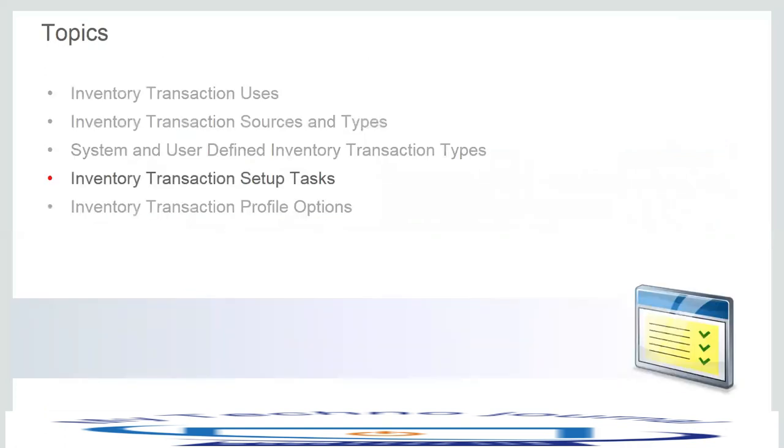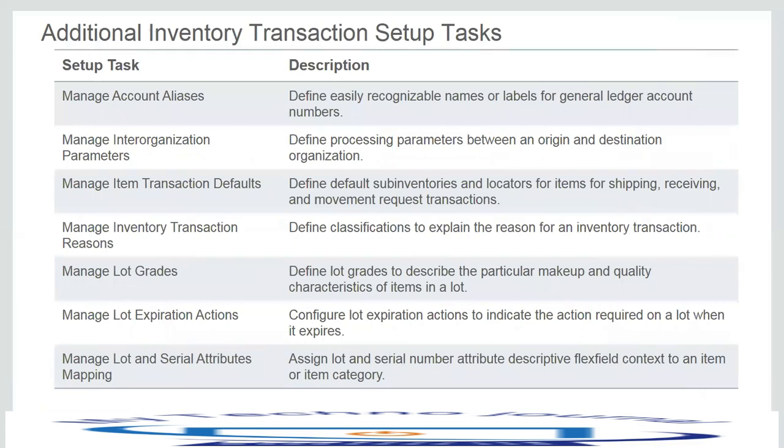An inventory transaction setup task. So this particular table shows additional inventory transaction setups along with their descriptions. Some of them are the manage account aliases. This manage account aliases user interface is used to define easily recognized names or labels representing a general ledger account number. So this is a configuration which you need to do if you want to create an inventory transaction type against the transaction source account aliases.